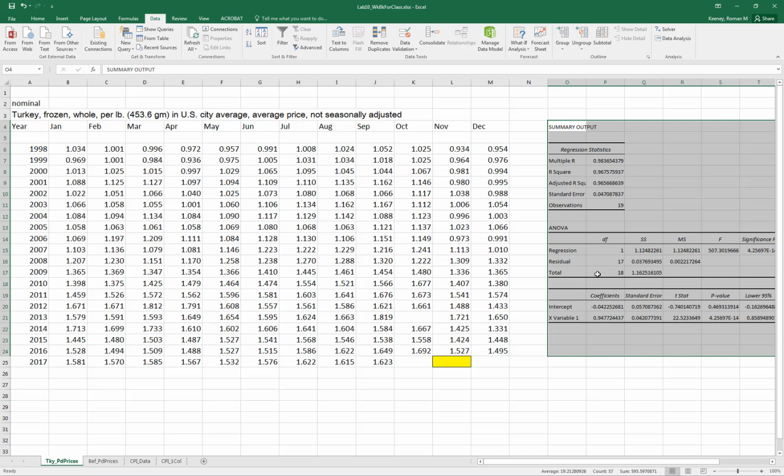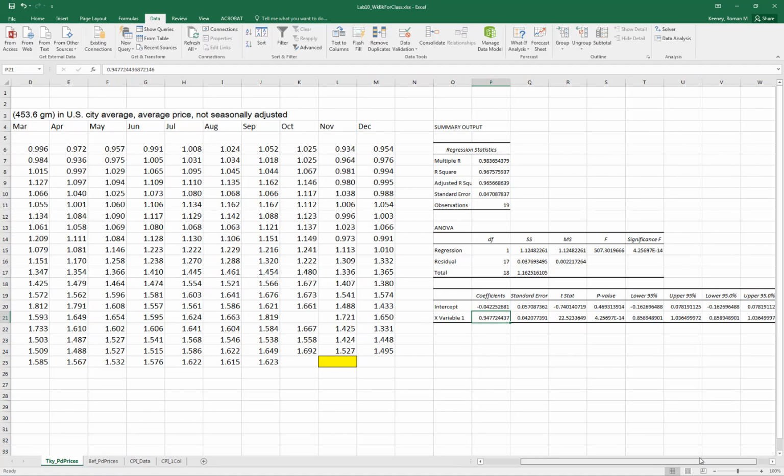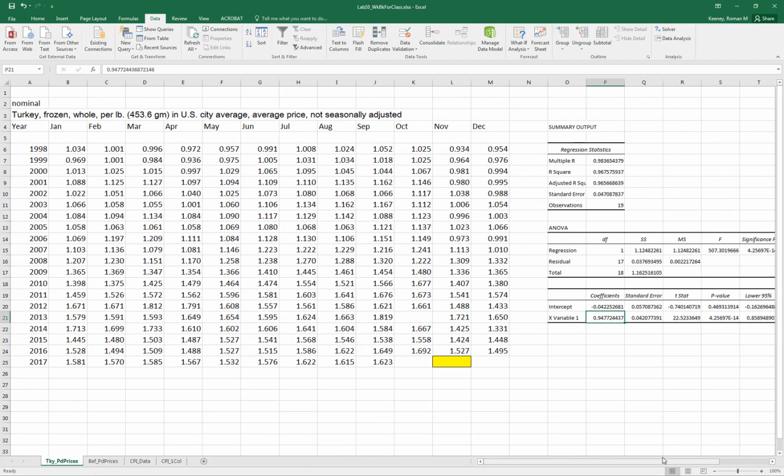Excel does its business, and it gives us an intercept estimate and a slope coefficient for the x variable. You could read through all this and see the p-value, the r-squared. As you can imagine, the price in November is highly correlated to the price in September, so we end up with an r-squared that's very high here. But as we said, our goal is to fill this cell in right here.